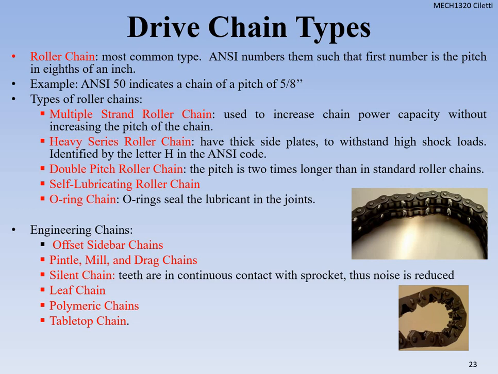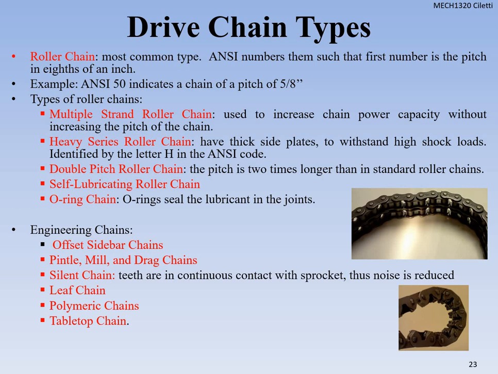Okay, so different types, right? The multiple strand, we use that to gain power capacity without increasing the pitch of the chain. So that's why we use a multiple strand roller chain. Heavy series roller chain, okay, they have thick side plates to withstand high shock loads. Okay, and we'll see those because of the letter H on the side. So H will stand for heavy. All right, we have a double pitch roller chain. The pitch is 2 times longer than in standard roller chains. Okay, we have a self-lubricating roller chain. Okay, so it has a small orifice in it that secretes small amounts of oil for that. We have an O-ring chain.